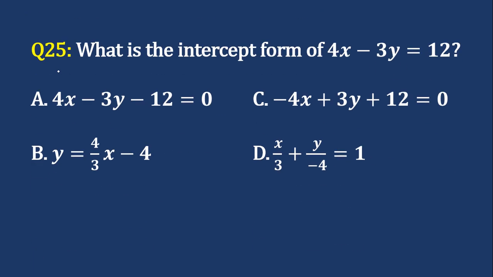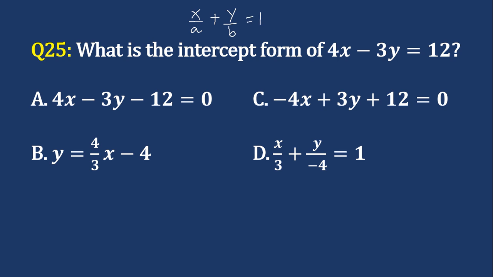Next question. What is the intercept form of 4x minus 3y equals 12? So what do you mean by intercept form? There are many forms of the equation of a line, and one of them is the intercept form. So how does it look? The intercept form is given by x over a plus y over b equals 1.